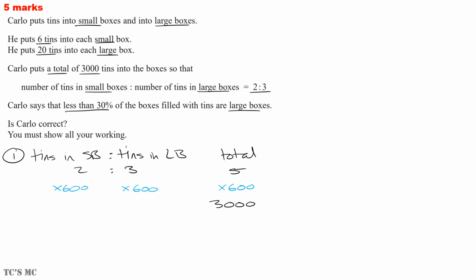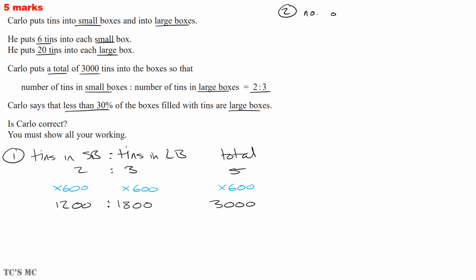Now we have our first mark. We know there must be 1,200 tins in small boxes and 1,800 tins in large boxes. Now we have our second mark.